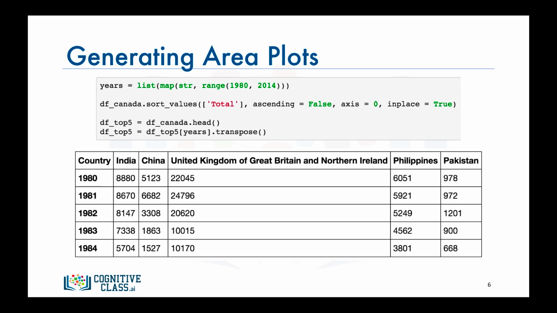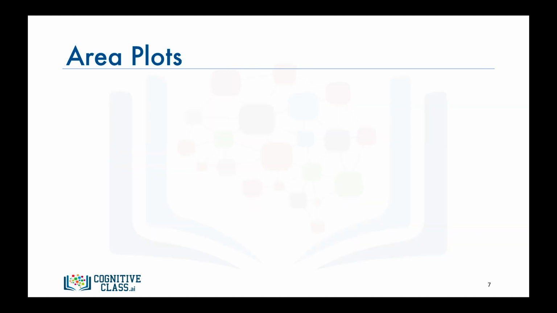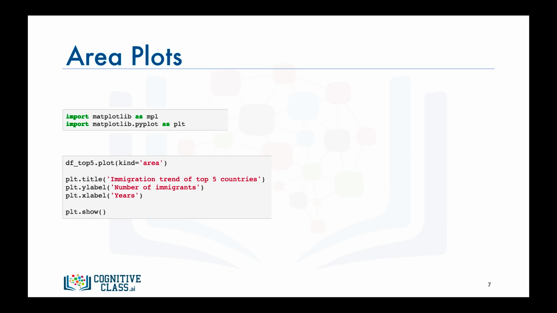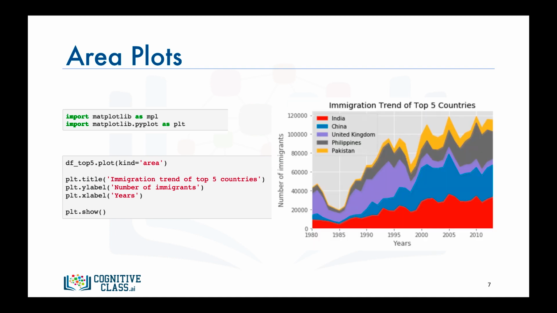Now we can go ahead and call the plot function on data frame df_top5 to generate the area plots. To do that, first we import matplotlib as mpl and its scripting interface as plt. Then we call the plot function on the data frame df_top5, and we set kind equals area to generate an area plot. Then to complete the figure, we give it a title and we label its axes. Finally, we call the show function to display the figure. Note that here we're generating the area plot using the inline backend. And there you have it, an area plot that depicts the immigration trend of the 5 countries with the highest immigration to Canada from 1980 to 2013.